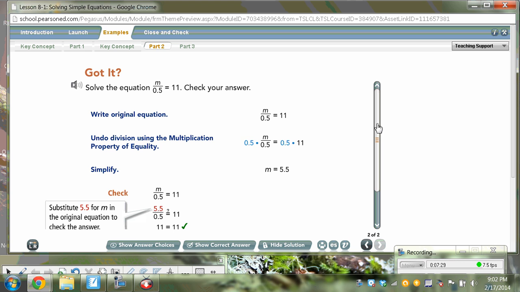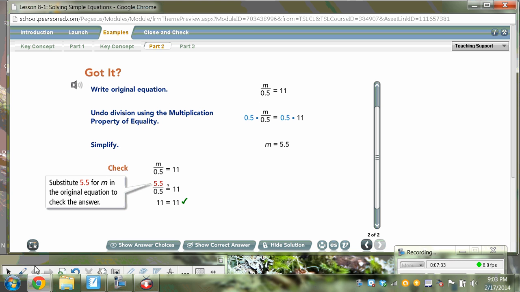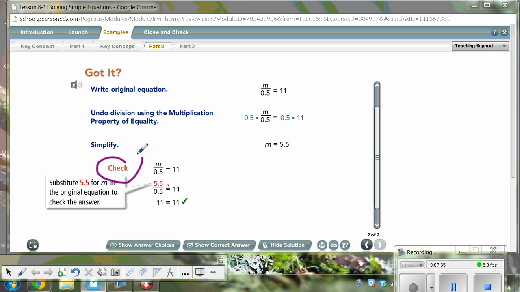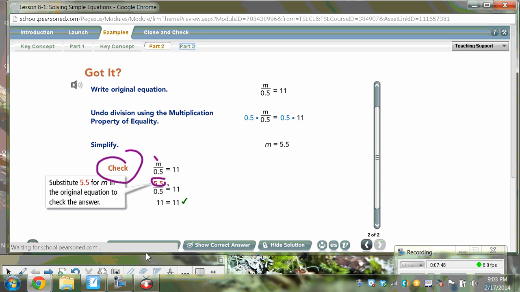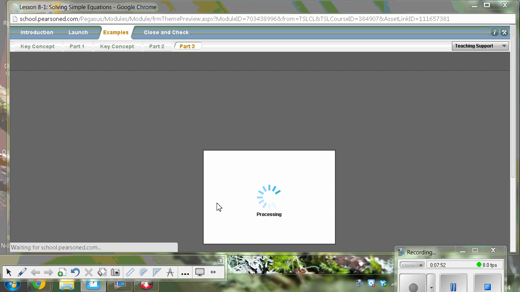Okay, so ladies and gentlemen, you should have gotten m equals 5.5. Then hopefully you didn't forget the most important part, and that is the checking part, where you plug in 5.5 wherever you see an m. Okay, so let's go on to the next one, because I know that you have lots of math you still want to do. Oh, and I didn't erase it, so look what happens when that comes up.